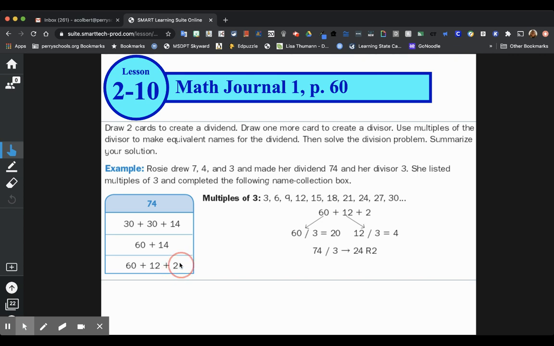So most likely our remainder is going to be a 2. Look over here, she decided to use that one because she got that last number down to the smallest possible. And she knew that 60 divided by 3 was 20, and she knew 12 divided by 3 was 4. So 20 plus 4. So 74 divided by 3 was 24. And then we had that 2 left over, which gives us 24, remainder 2. And make note that she did not use an equal sign. She used an arrow.